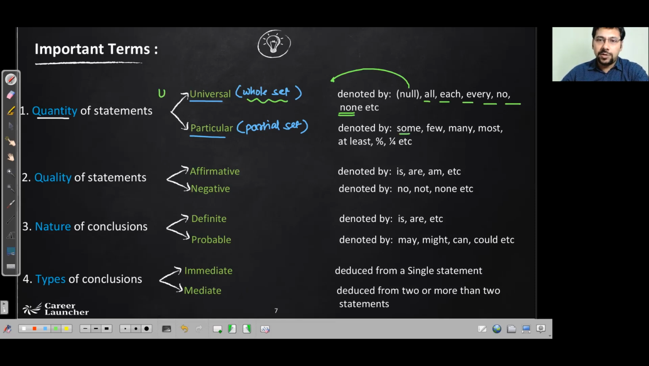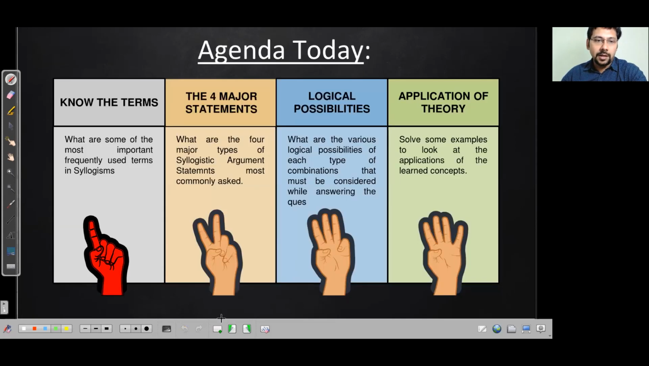While if you see any quantities like some, few, many, most, at least, certain percentage, certain fraction, etc., then you're going to quickly understand that this is representative of a partial set. So we are going to quickly solve this practically.